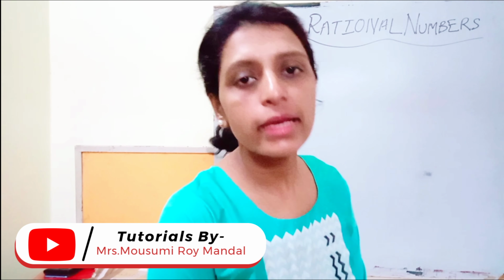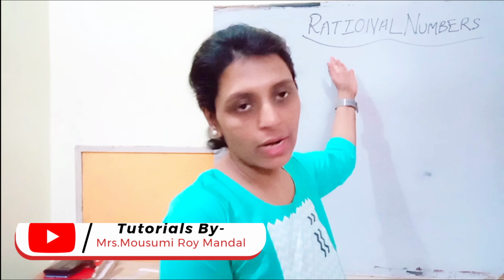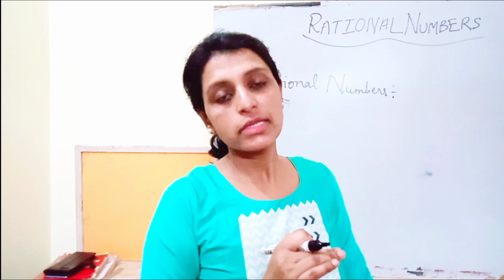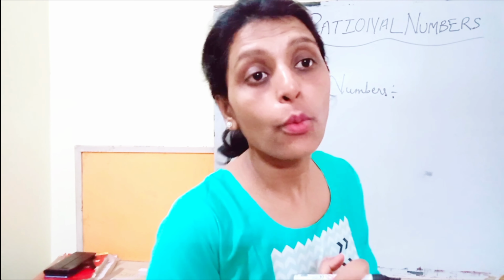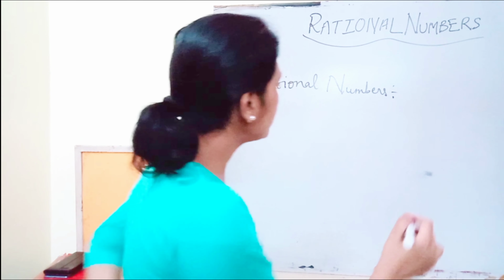Children, in this video of mine, I am going to explain rational numbers and the properties that rational numbers hold. Okay? So let's get started. So children, what are rational numbers? Rational numbers are those numbers which can be expressed in the form of P by Q.